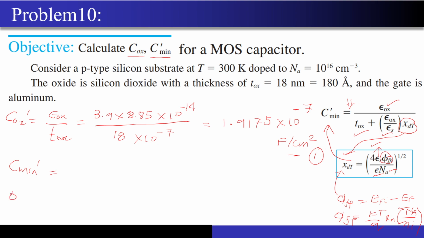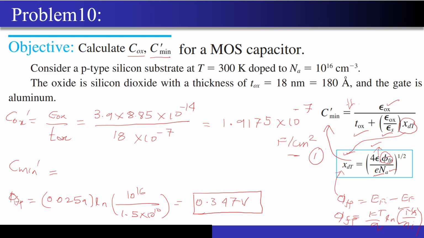Phi fp is nothing but KT by q, which is 0.0259, into ln of Na divided by Ni. Na is 10 to the power 16, and Ni is 1.5 into 10 to the power 10. The moment you substitute these values, the result comes pretty close to around 0.347 volts. This is the value of phi fp that you will be getting.